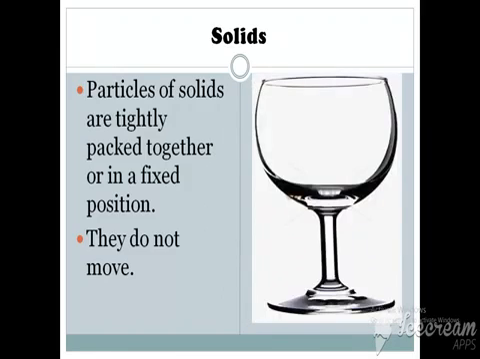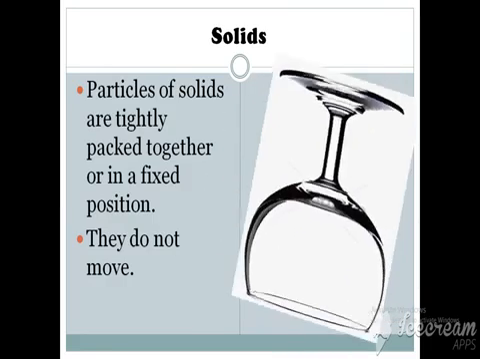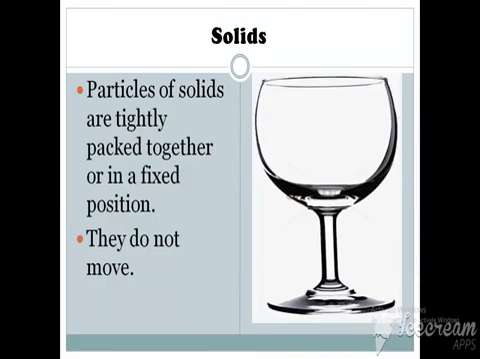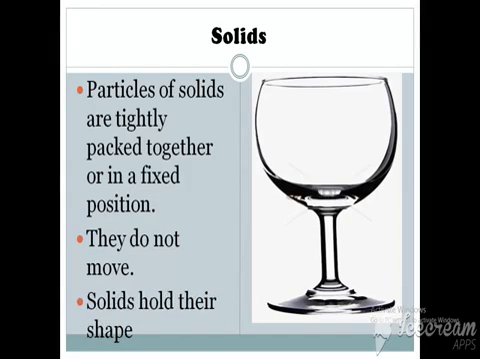Okay, what about this? A wine glass, right? It is also in a solid state, but it is brittle. That if we try to twist this around, we may break this wine glass, but its broken particles remain a solid. So therefore, solids hold their shape because its particles are very close together in a fixed position.